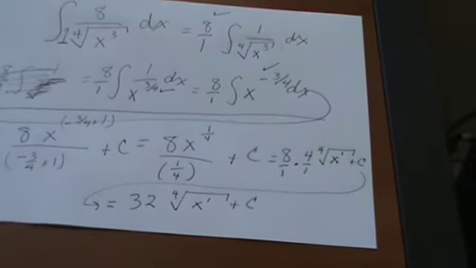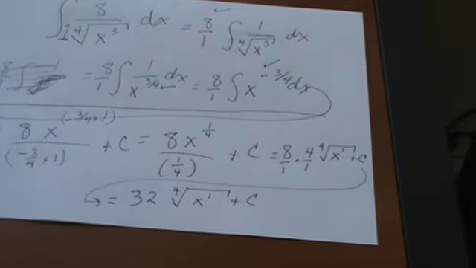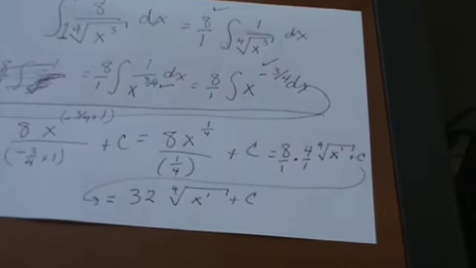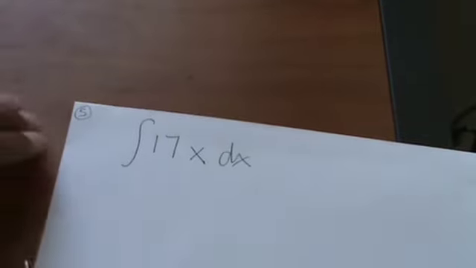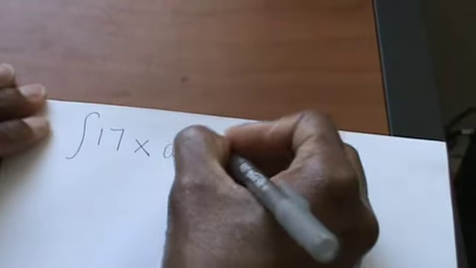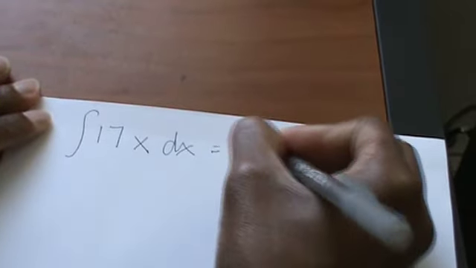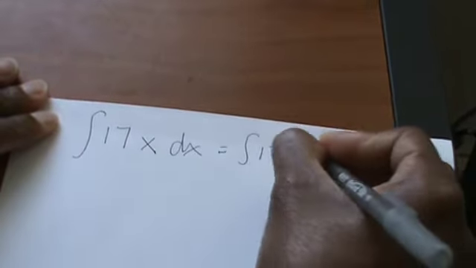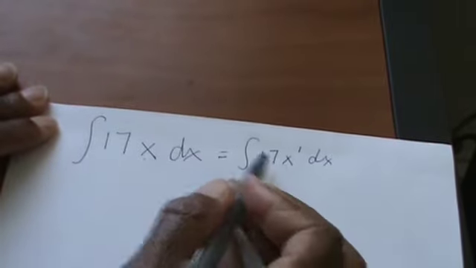Alright, so that's good. We've got 4 of them done. Let's try a couple more. Then we'll call it quits. This one, what happens if you just have a number and a variable? So let's rewrite this. This is the antiderivative of 17x to the 1st power dx. There's only one x sitting there.